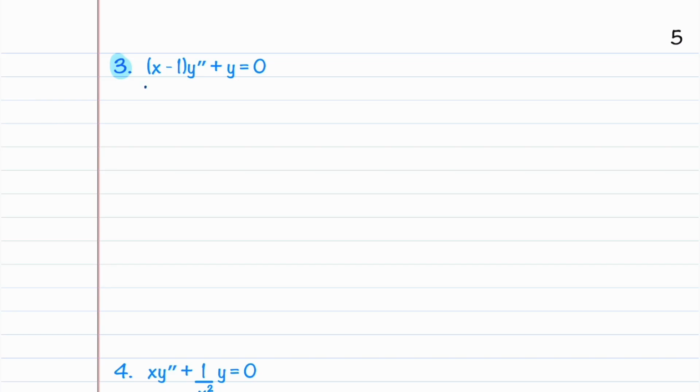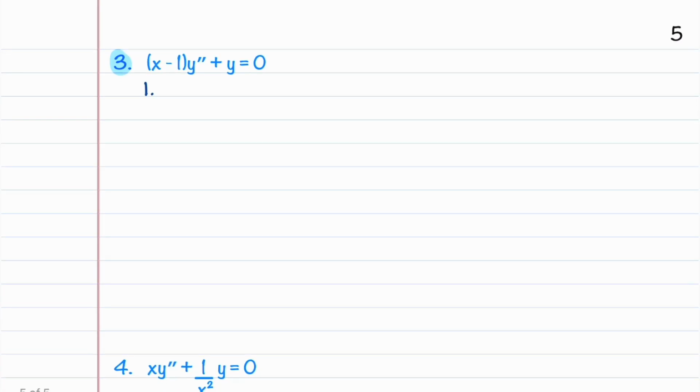The first thing we're going to do is put the equation in standard form. So we're going to divide by x minus 1. This gives us y double prime plus 1 over x minus 1 times y is equal to 0.